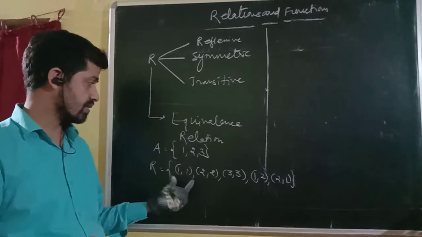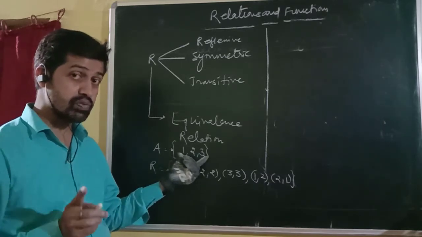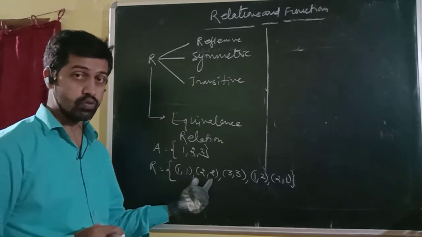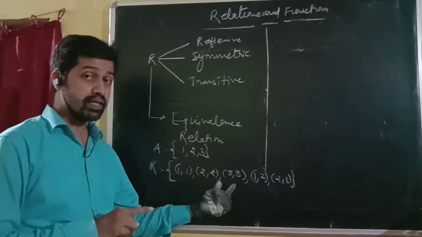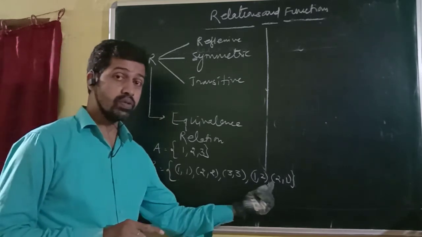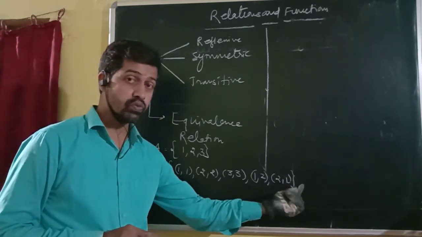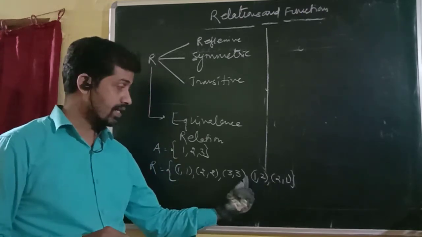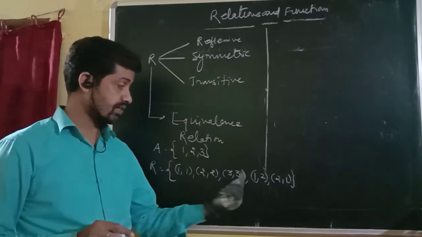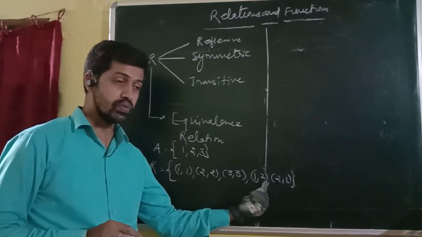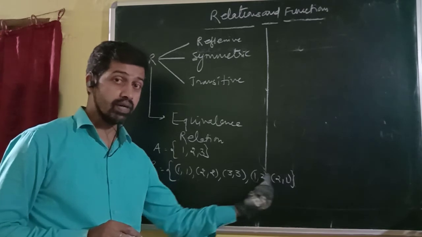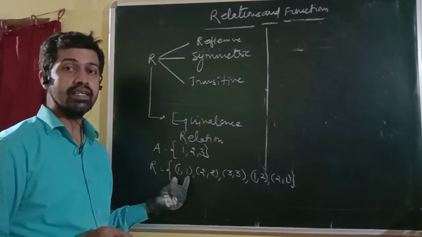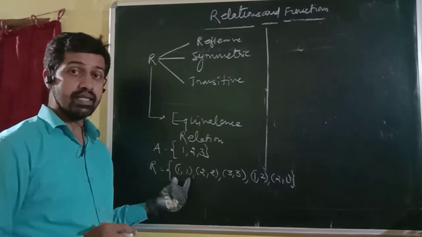And for reflexivity on this set, the necessity is what? It should contain identical pairs. (1,1), (2,2), (3,3), which made the relation reflexive. 1 is related to 2, 2 is related to 1. These two pairs make the relation symmetric. And now for transitivity, 1 is related to 2, 2 is related to 1. It means 1 is related to 1, and (1,1) is there in the set. It makes the relation transitive.